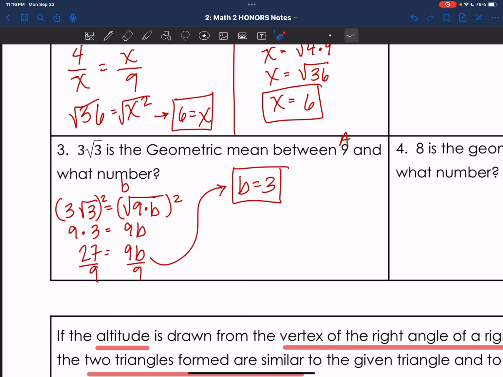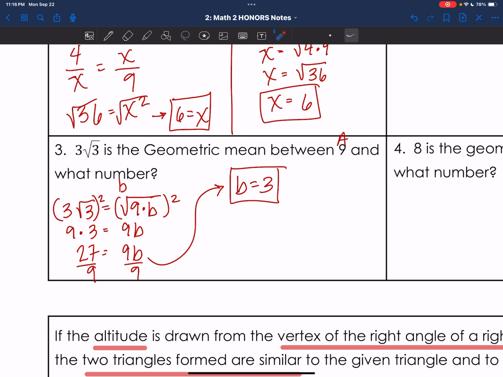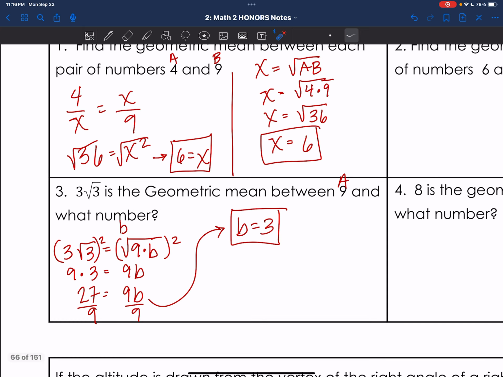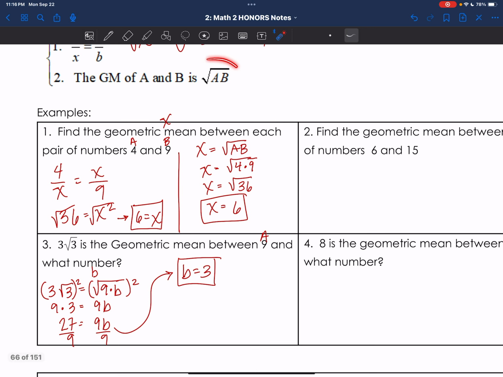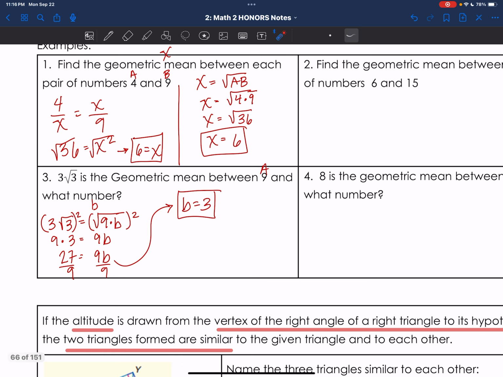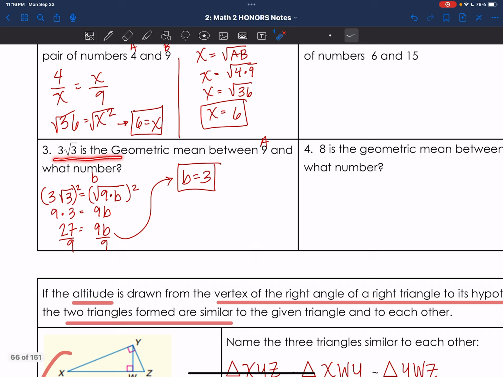And then here's another way of doing it where you already have a radical in there. So it's 3 root 3 is the geometric mean between 9 and what number? We don't know, so we're just going to call that number b. We're going to take our equation that we used up here and substitute in what we already know. So if this is the geometric mean, that's going to equal the square root of a times b, and then we plug in the information that we know.